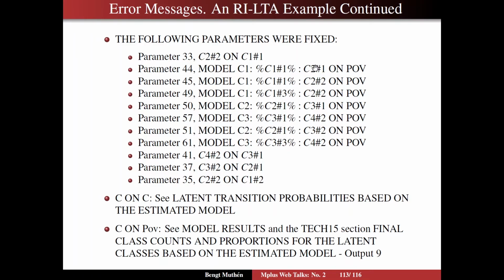The fixed parameters refer to C on poverty here, whereas the first bullet here and the last 3 have to do with C on C. But it's C on poverty that triggers the message that we talked about. So C on C, you know what to do, what to look for there. But here we have C on poverty. And you see these fixed values in the model results section. And the Tech 15 section, final class counts and proportions for the latent classes based on the estimated model, tells you those frequencies. And you see then, well, let me show you in output 9 what you see.